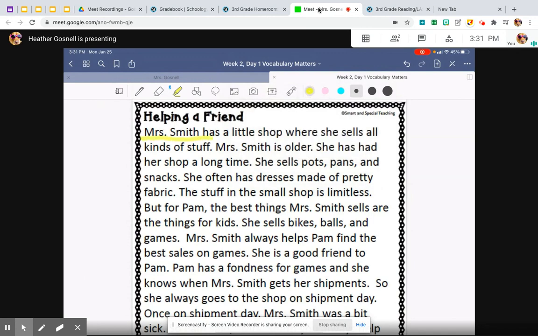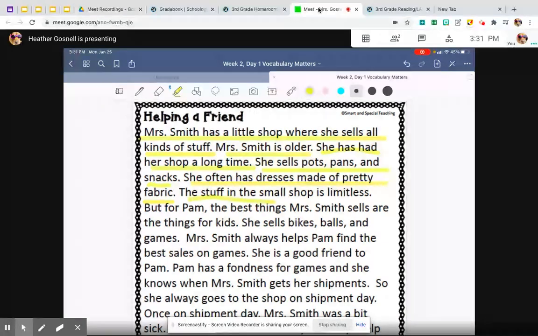Mrs. Smith has a little shop where she sells all kinds of stuff. Mrs. Smith is older. She has had her shop for a long time. She sells pots, pans, and snacks. She often has dresses made of pretty fabric. Do you see any suffixes yet? Remember, suffixes are attached to a base word. Keep an eye out for them.